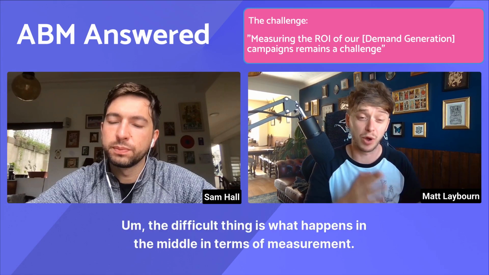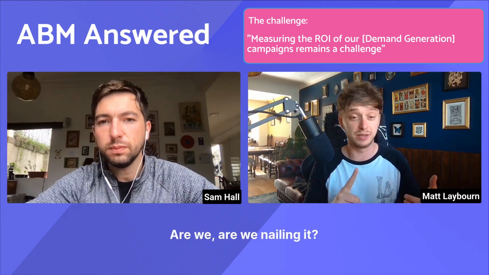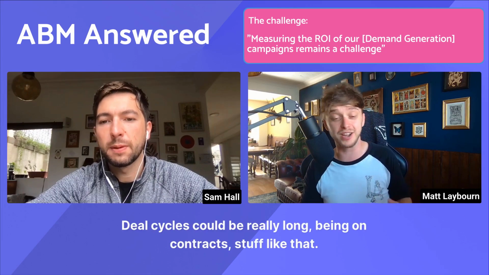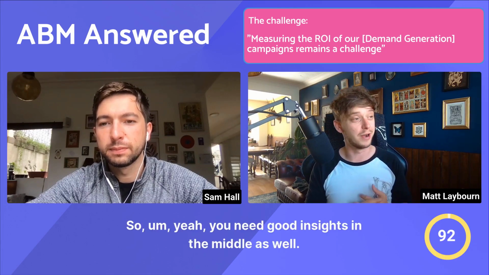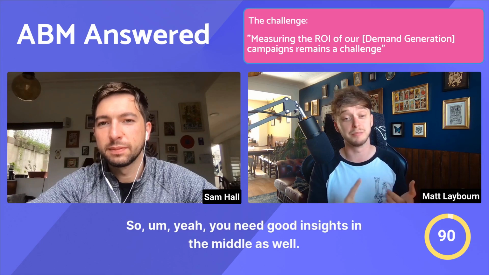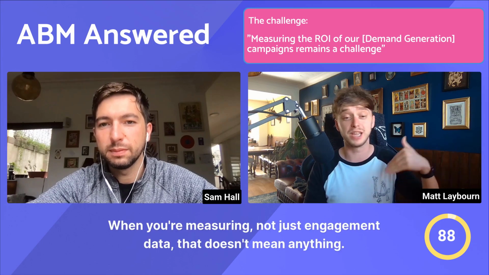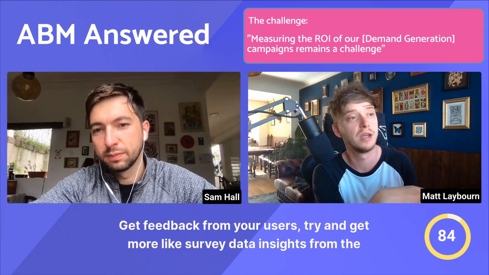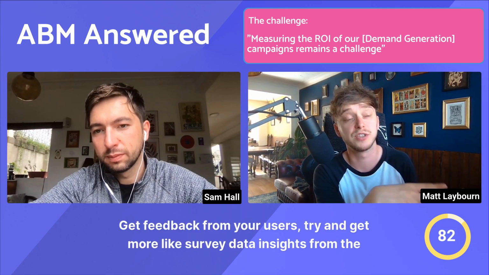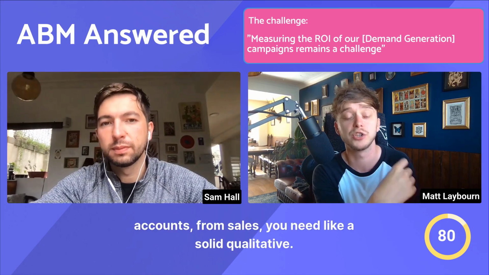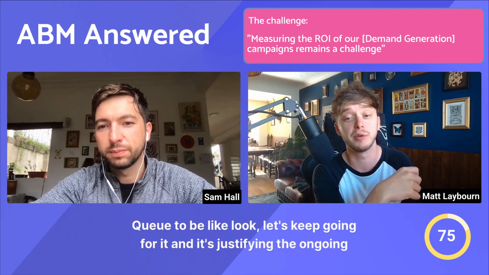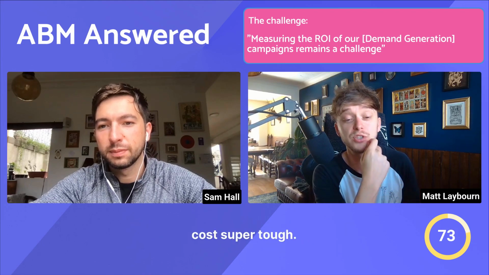The difficult thing is what happens in the middle in terms of measurement. Are we nailing it? We've been running this for a year. Deal cycles could be really long, depending on contracts. So you need good insights in the middle as well when you're measuring, not just engagement data. That doesn't mean anything. Get feedback from your users. Try and get more survey data, insights from the accounts, from sales. You need a solid qualitative view to say, let's keep going for it, and it's justifying the ongoing cost. Super tough.